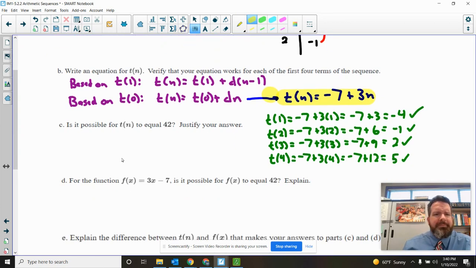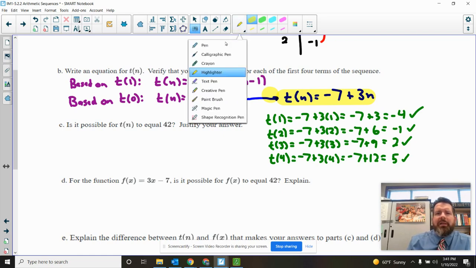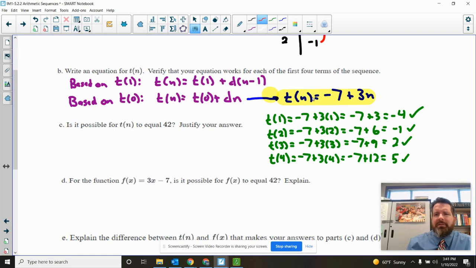Next up, is it possible for T of n to equal 42? This is a good question, and there's a couple ways to go about it. Here, I think, is the easiest. Let's imagine that it happened. So let's say that I have a term that is 42. And then let's find out what term it would be. So I just replace this T of n with the number 42. We're now going to see how things turn out.